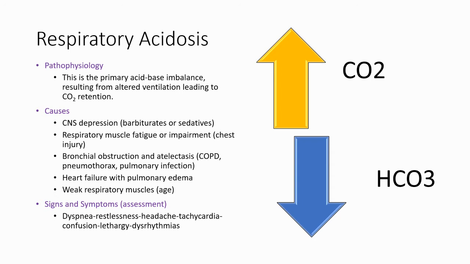Which can affect respiratory acid-base imbalance. So some common signs and symptoms you'll see with this would be dyspnea, restlessness, headache, tachycardia as the heart tries to compensate for the low oxygenation in the body. And then, of course, if we don't get good oxygen to the brain, good blood flow with that oxygen, we can get confused, eventually lethargic, and then you can see alterations in the heart rate in terms of regular or irregular rhythms, and we call that dysrhythmia.